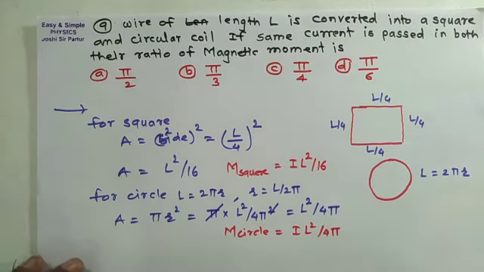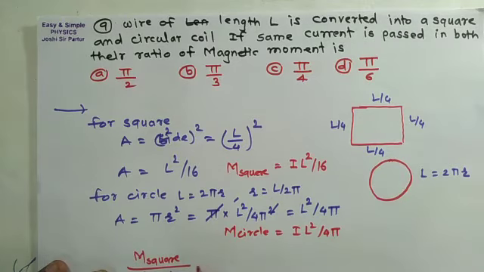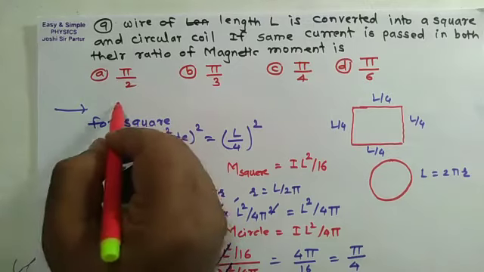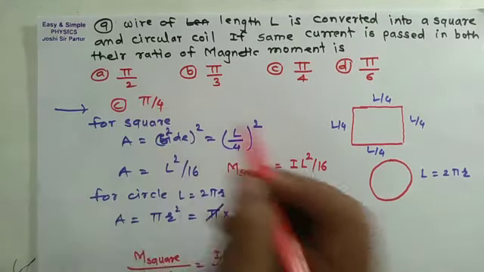If we find the ratio, magnetic moment for square divided by magnetic moment for circle is equal to I L square upon 16 upon I L square upon 4 pi. So what happens? I L square gets cancelled, so here it is 4 pi upon 16, which will be pi upon 4. So the answer for the question will be option C, pi upon 4.